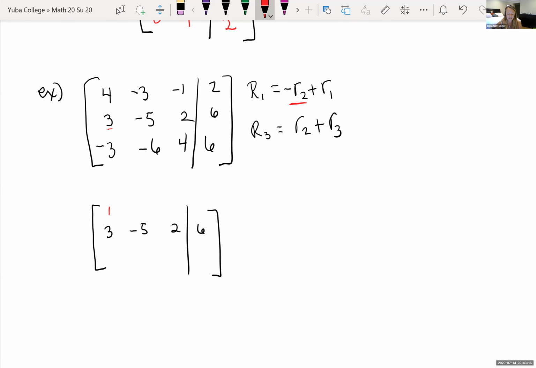Now take the negative of the next entry in row 2. The negative of -5 is 5. 5 minus 3 above is 2. Negative of 2, so -2 plus the number above, -1, is -3. Negative of 6, so -6 plus the number above, 2, is -4.